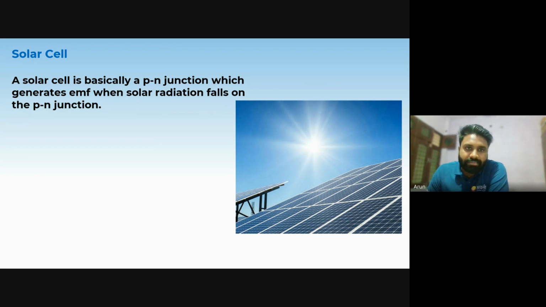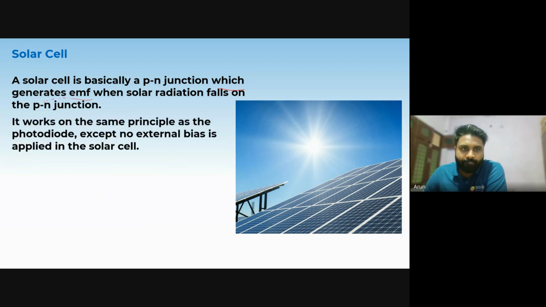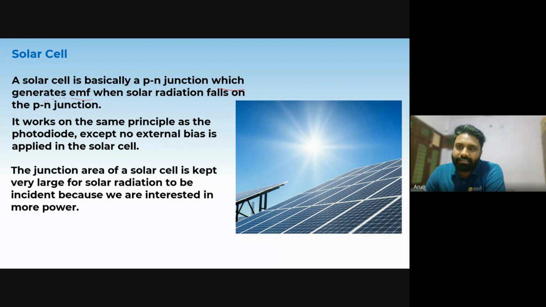So a solar cell is basically a PN junction which generates EMF, electromotive force, when solar radiation falls on the PN junction. It works on the same principle as the photodiode, because the photodiode is also absorbing some kind of energy. But in the photodiode, we have to provide an external voltage also. In the solar cell, we do not need to provide any external voltage. Instead, it will provide us the voltage. Okay. So there is no kind of biasing that we need.